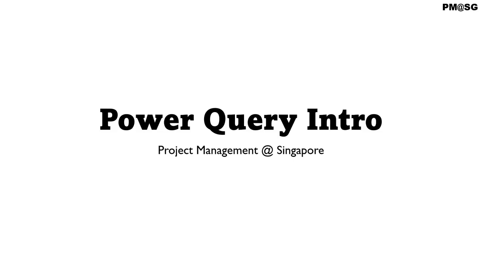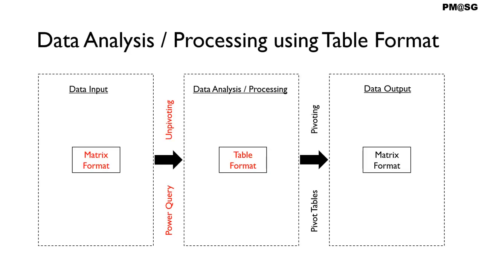This video is for introducing the use of Power Query for project management data analysis, in particular, to change dataset format from matrix format to table format. In our earlier video on data structure, we have highlighted the need to use Power Query to convert data from matrix format into table format for ease of analysis and processing.